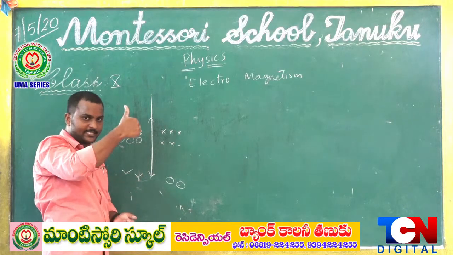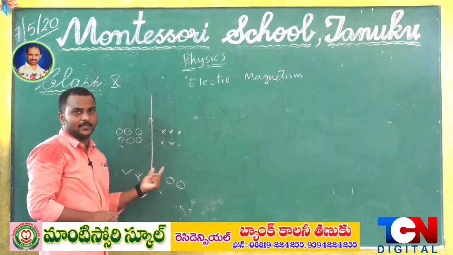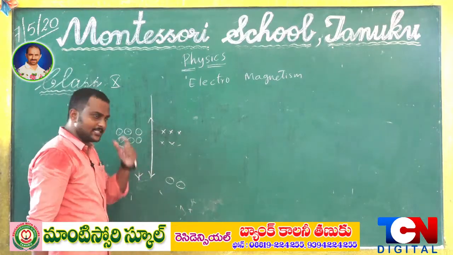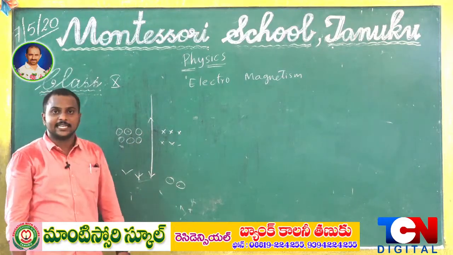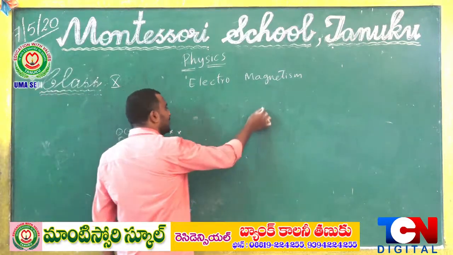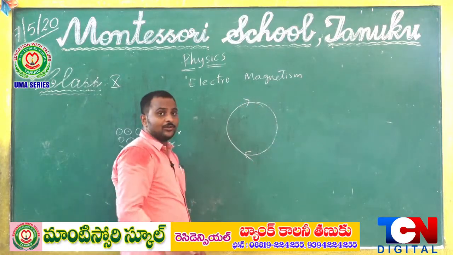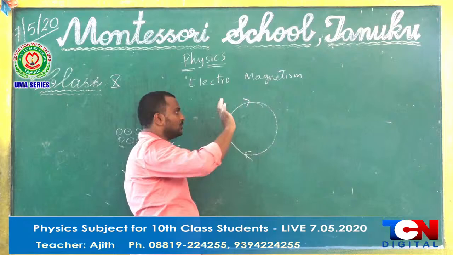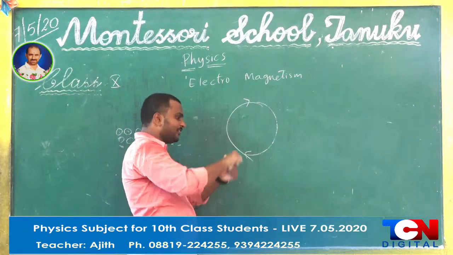So if the direction of the current is upward, the magnetic field is in anti-clockwise direction. If it is downward, it is clockwise direction. So by using Fleming's right hand thumb rule, we can find the direction of the field for a straight current carrying conductor as well as a circular coil. A circular coil carries a current in such a direction. So here the curled fingers will show the direction of the current. So this is the direction of the current. The thumb will show the direction of the magnetic field.